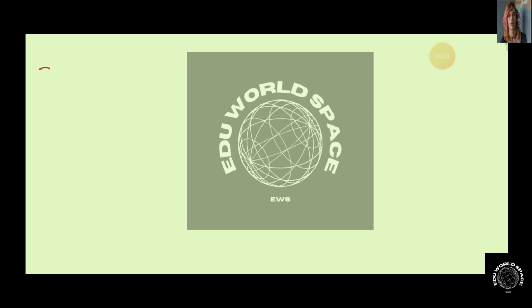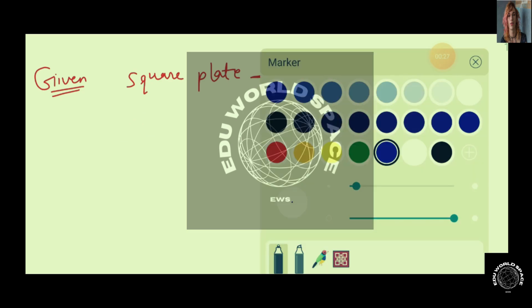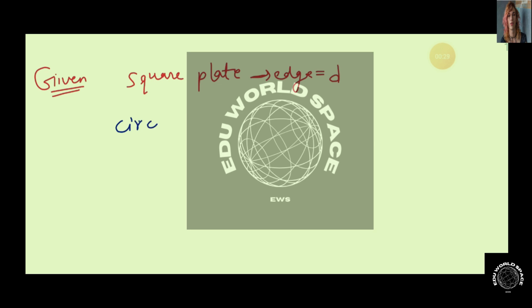In this question, the given data is that there is a square plate and a circular disc. The square plate has an edge equal to d, and the circular plate has a radius equal to d.